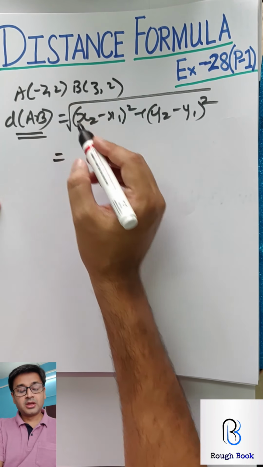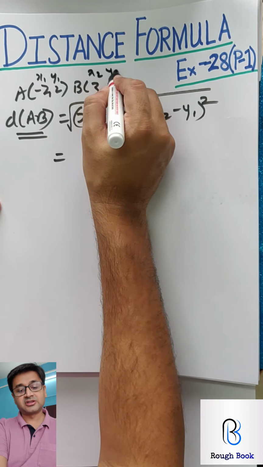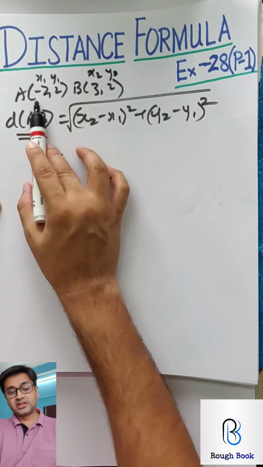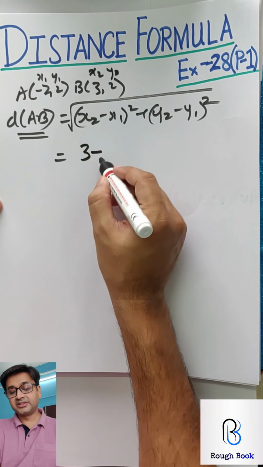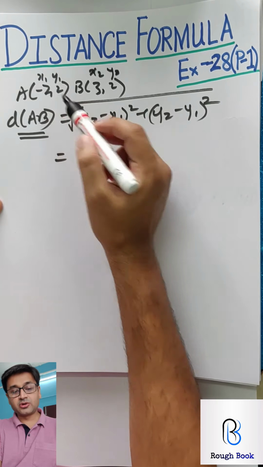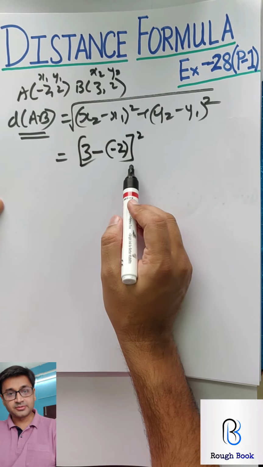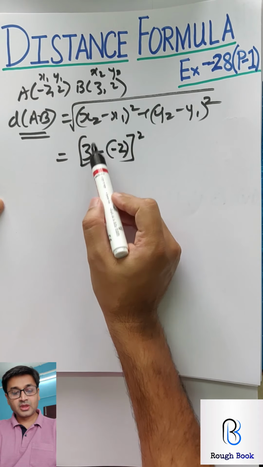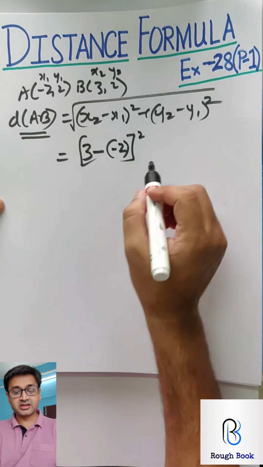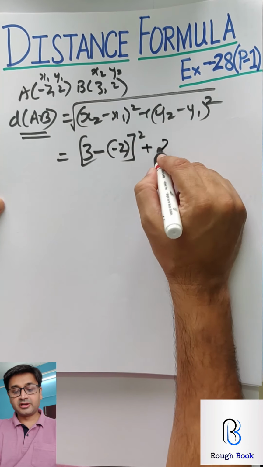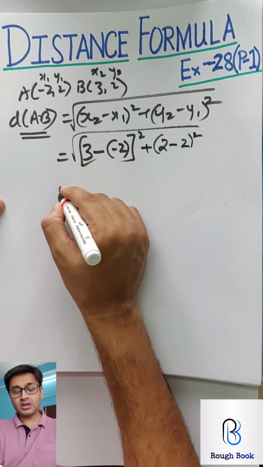So in this case, A will be called as x1 y1, B will be called as x2 y2. Is that clear? x1 y1, x2 y2. So x2 is 3 minus from the formula, and then x1 is minus 2 the whole square. Do you understand this? How did I substitute? First the x2 minus is from the formula and then this minus 2. Don't forget, otherwise you will mess up. Likewise y2 is 2 and y1 is also 2 the whole square under the root.